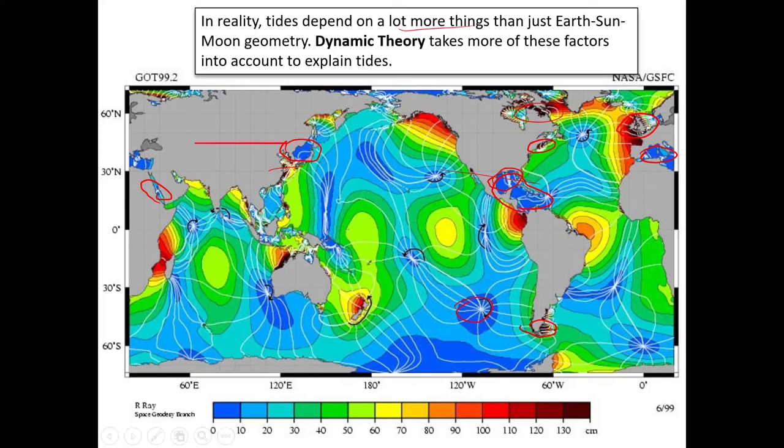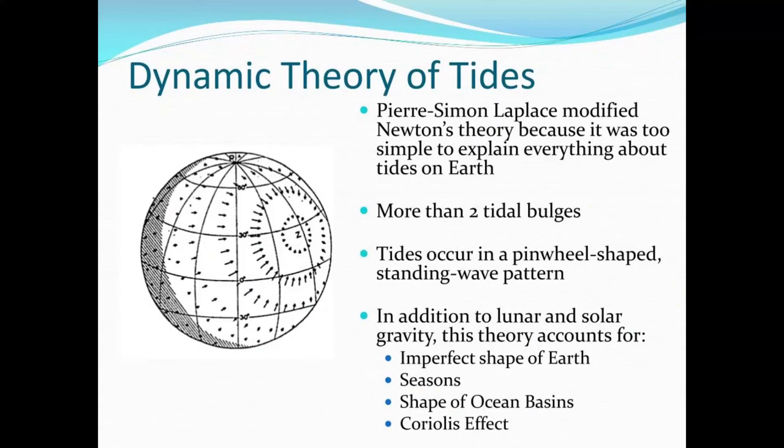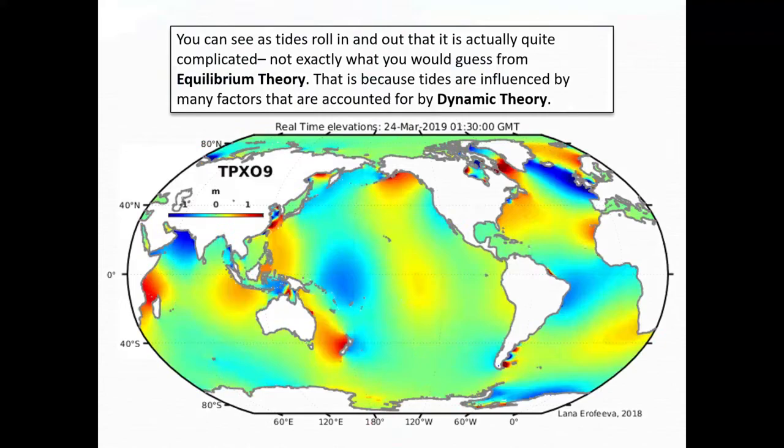So when we start to take other factors into account, we end up with something called the dynamic theory. Dynamic theory was developed a little bit later by a Frenchman, Laplace, and it took into account a lot of different things. It took into account the imperfect shape of the Earth, the seasons, various shapes of ocean basins, the Coriolis effect, and other things too. Like I said, there are actually 45 total different variables that affect tides. So there's a lot of things that we could account for, and we'll see how some of these things play out. And it's very complicated.